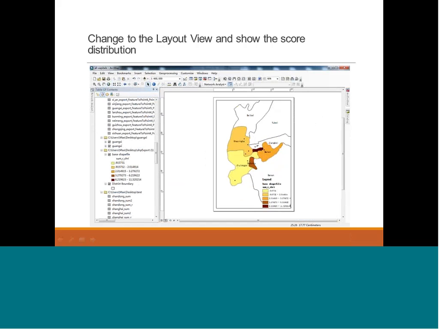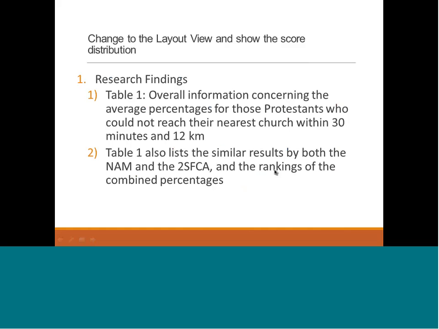As Professor Hong said, the white color stands for no accessibility score, and the yellow color stands for the area which has accessibility to the church. The darker it is, the higher the accessibility score is. And that's all. Thank you.